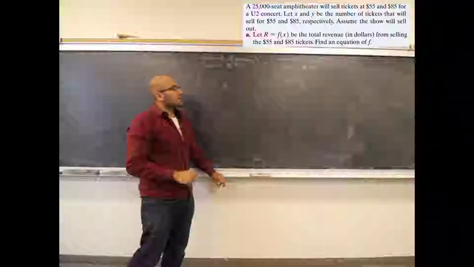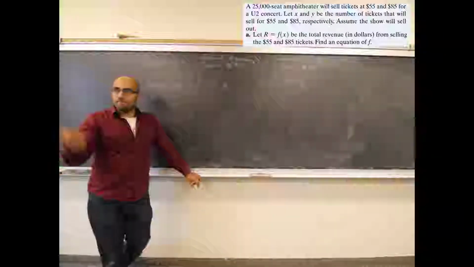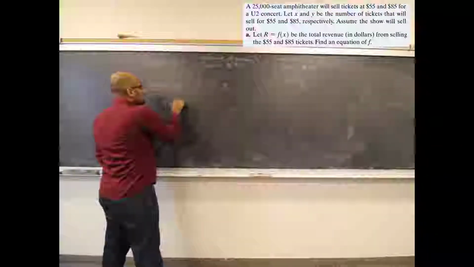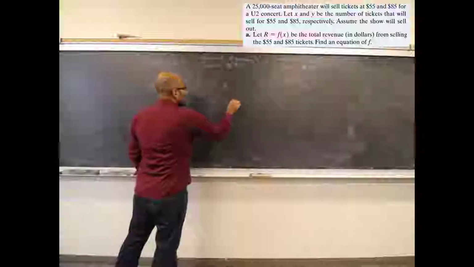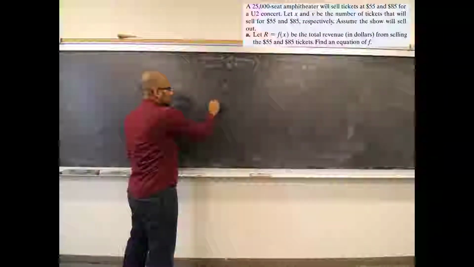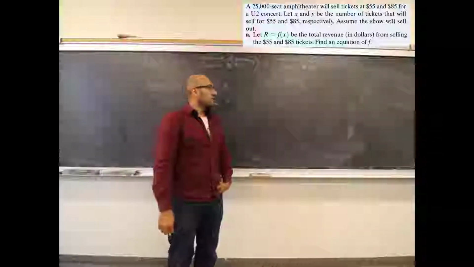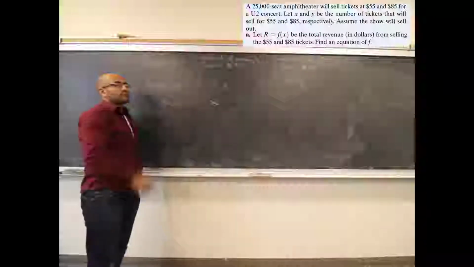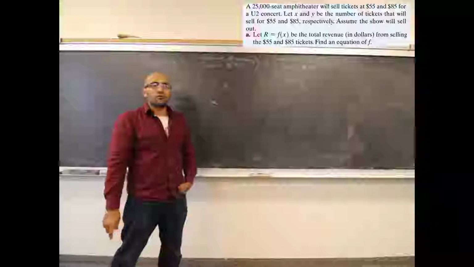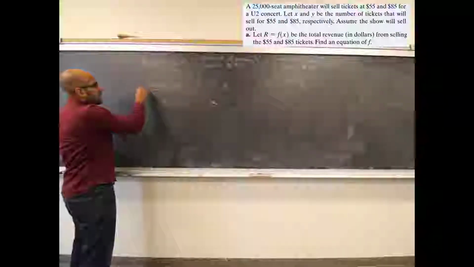So the x and y, we know something else that must be true about those two. 25,000 seats. They have to add up to 25,000 seats, right? And that's because they told us it was a sellout crowd. X represents the number of tickets you sell for $55. Y represents the number of tickets you sell for $85. So together they've got to add up to the total number of people at the concert, which is 25,000, right? 25,000 seats. Okay, so now we have two equations, this one and this one.